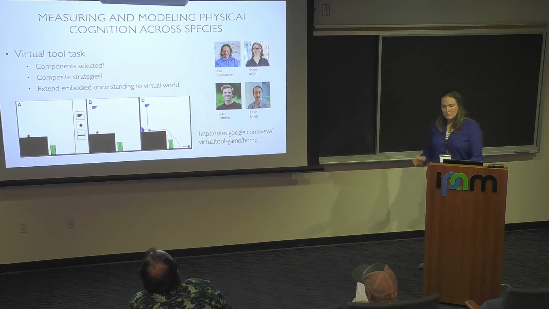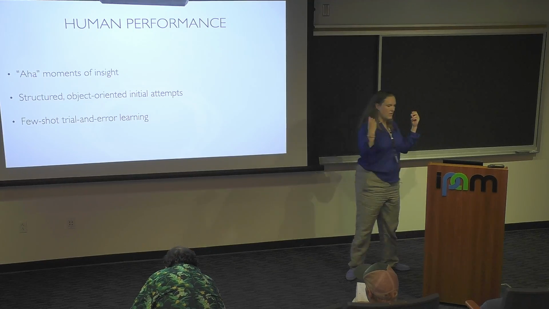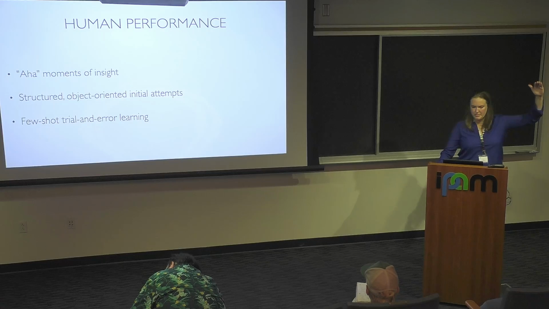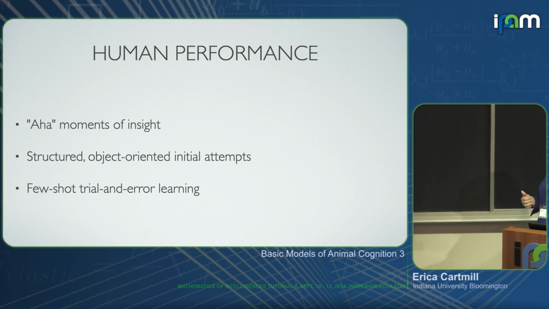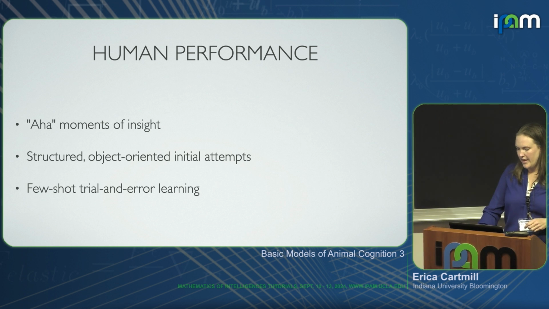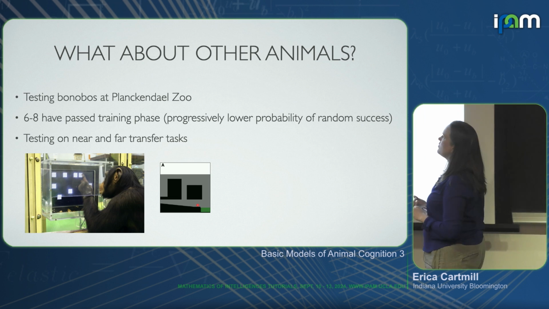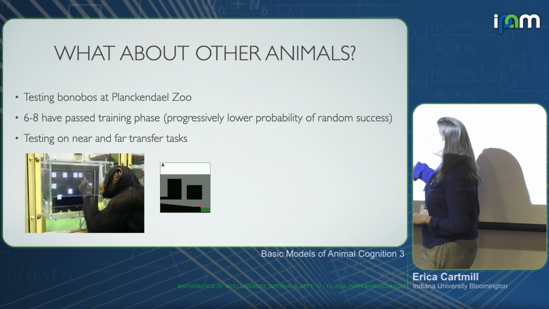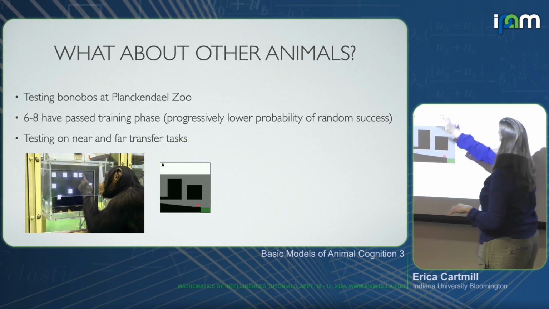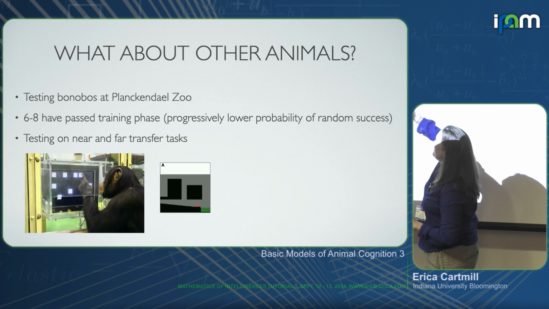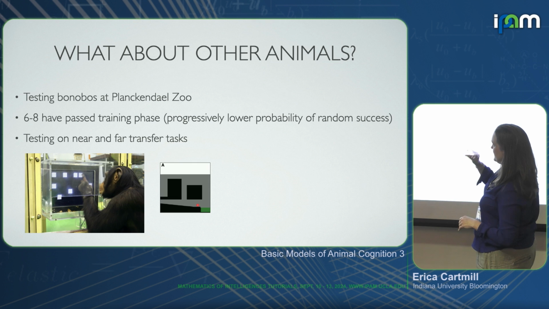And so human performance on this task is characterized by these aha moments of insight where you get clear jumps in performance. There are structured, object-oriented initial attempts and few-shot trial and error learning. And so the question we're interested in now is what about other animals? And so we're testing bonobos. This is not a bonobo, this is a chimpanzee. It's from the other study. I just don't have a nice photo from our study. So we're testing bonobos, close relatives of chimpanzees and us, at Planckendael Zoo in Belgium.